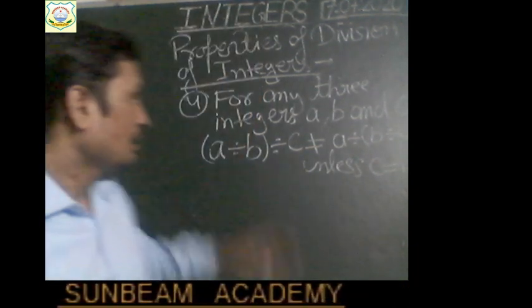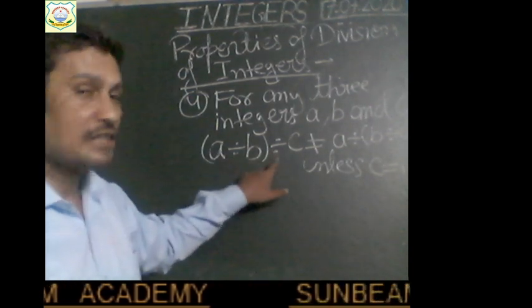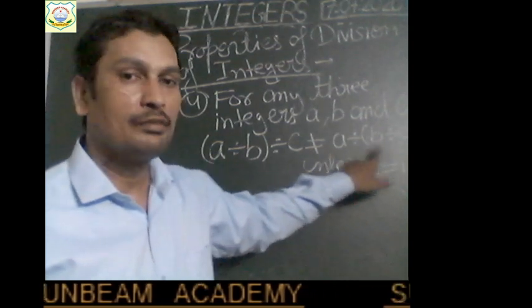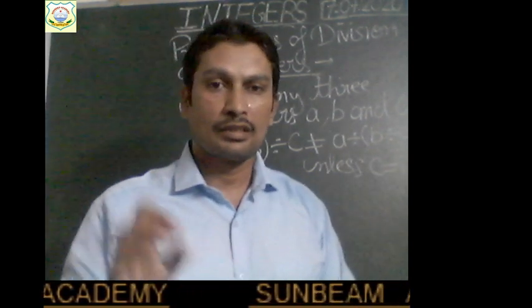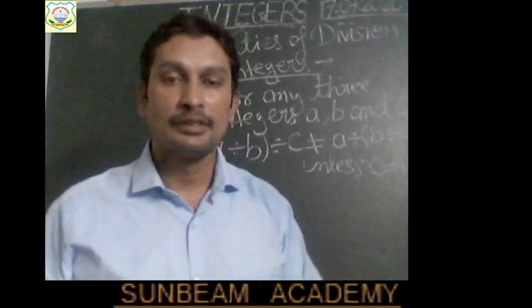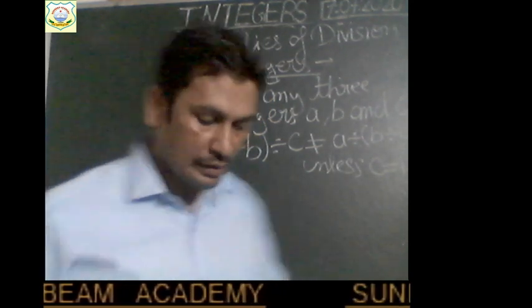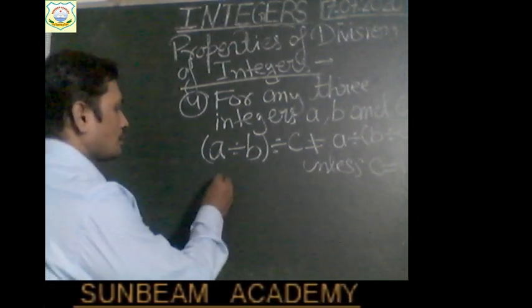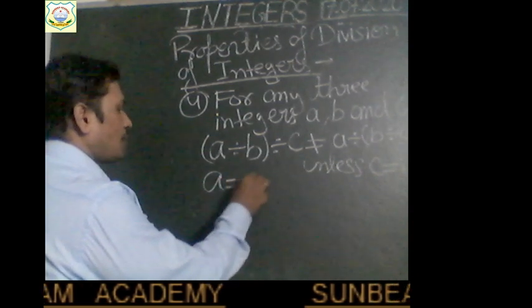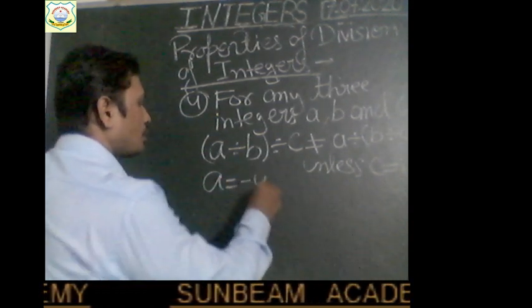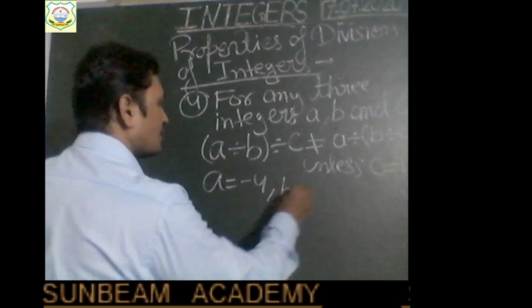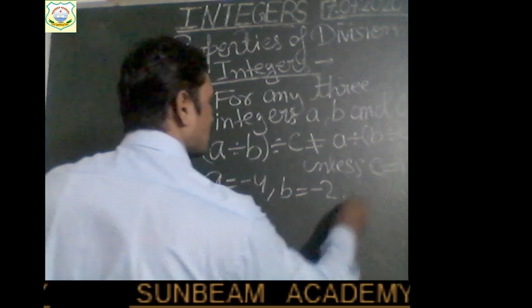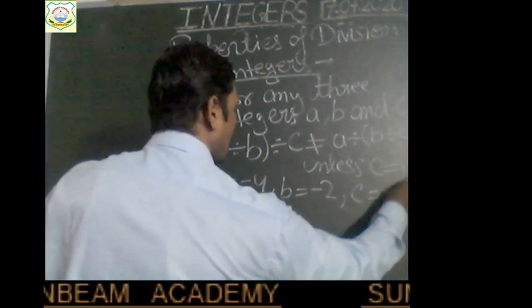So we can say a divided by b divided by c will not be equal to a divided by b divided by c unless the third integer c is equal to 1. Let us take some example. Suppose a equal to -4 and b equal to -2 and c equal to -1.